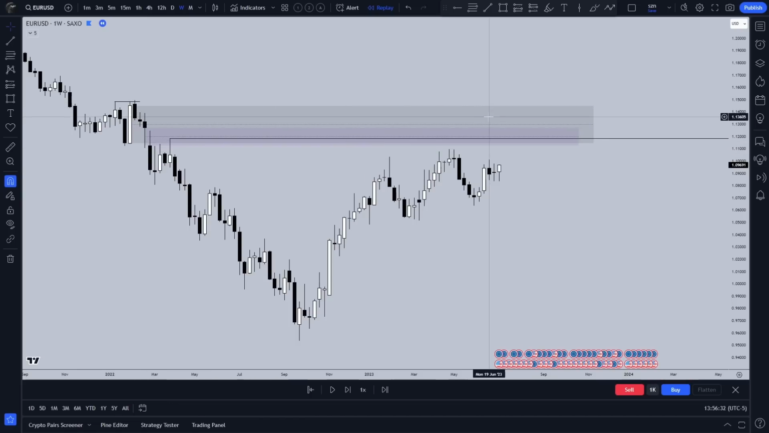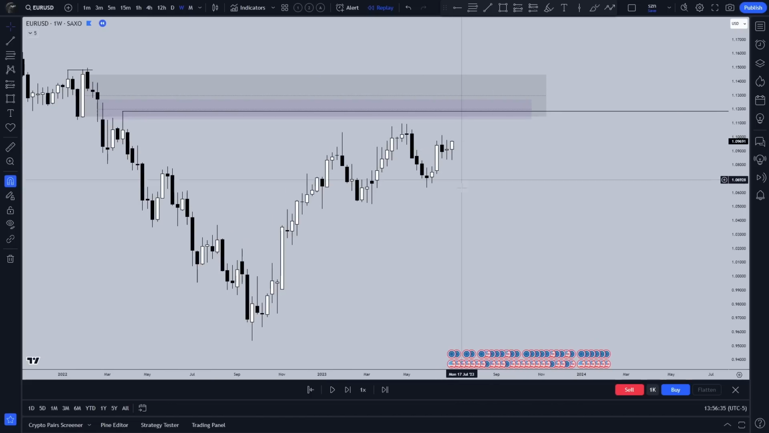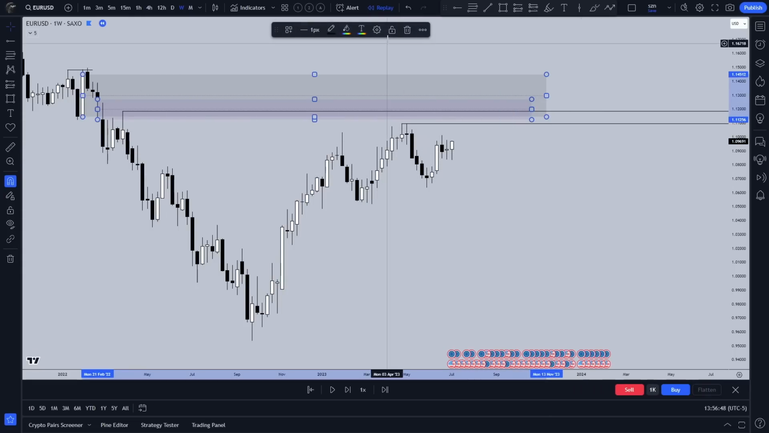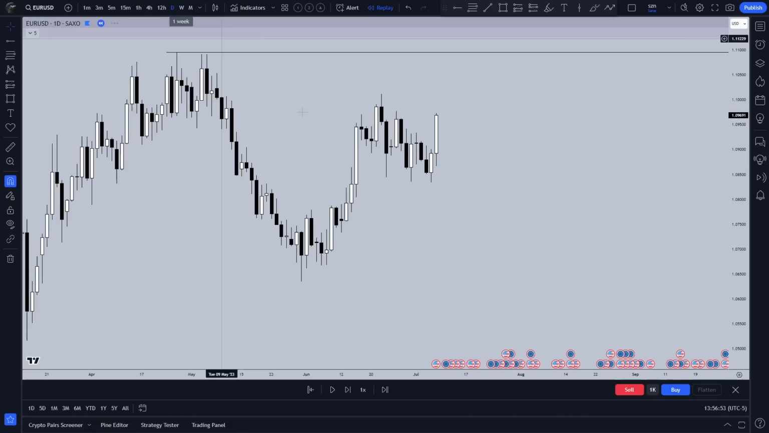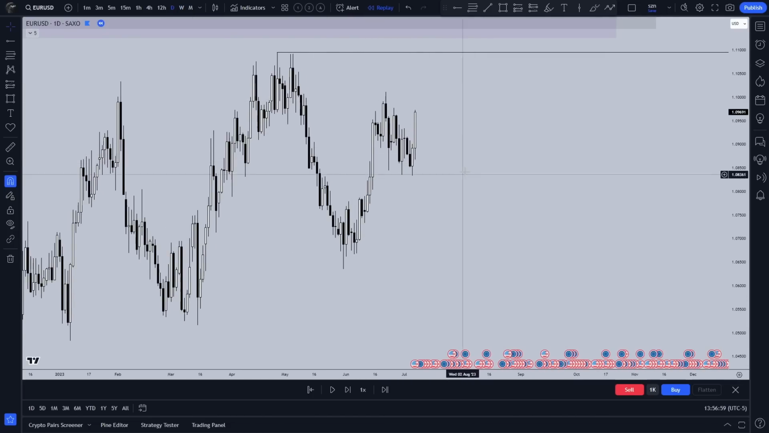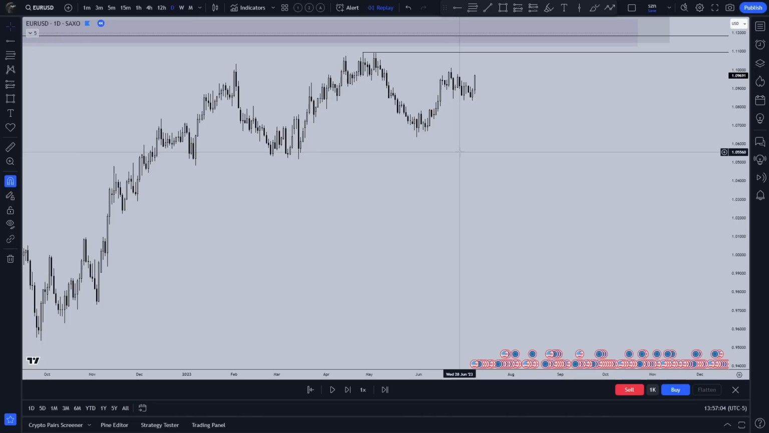My bias at this time of the year is bullish because, as mentioned, we have this weekly high and another weekly high here as well. So we have those two buy side levels as our weekly objective. Then if we go down to the daily, we can see that we have a bullish daily order flow. This is a very good example of what I want to see.